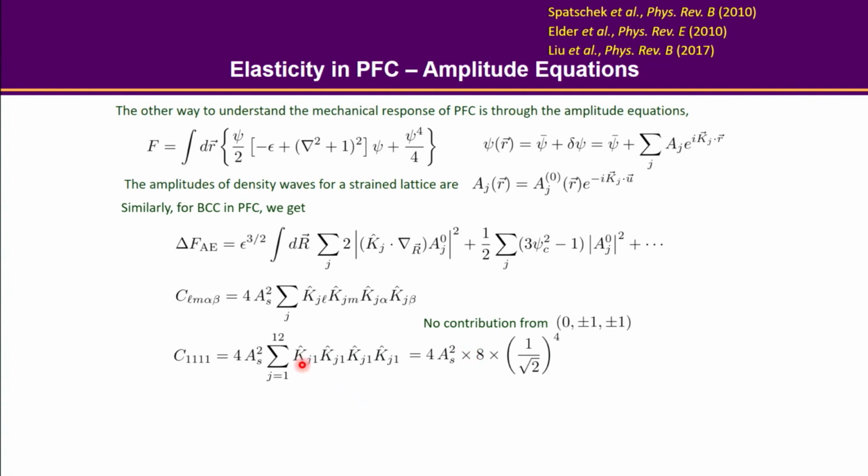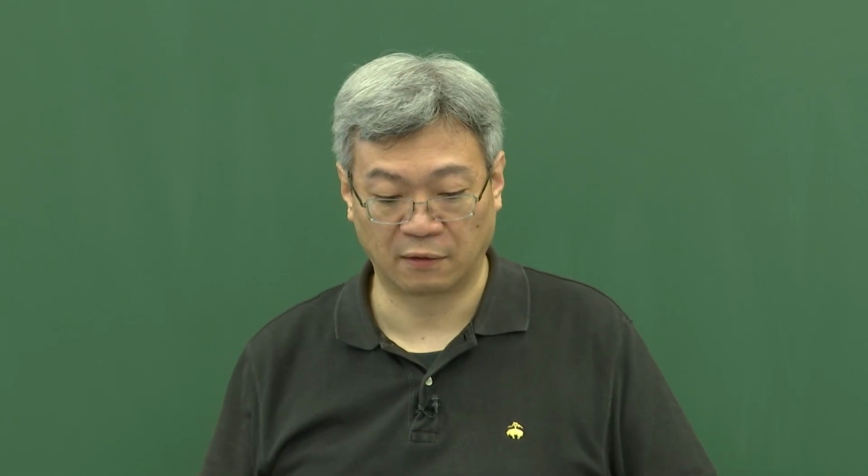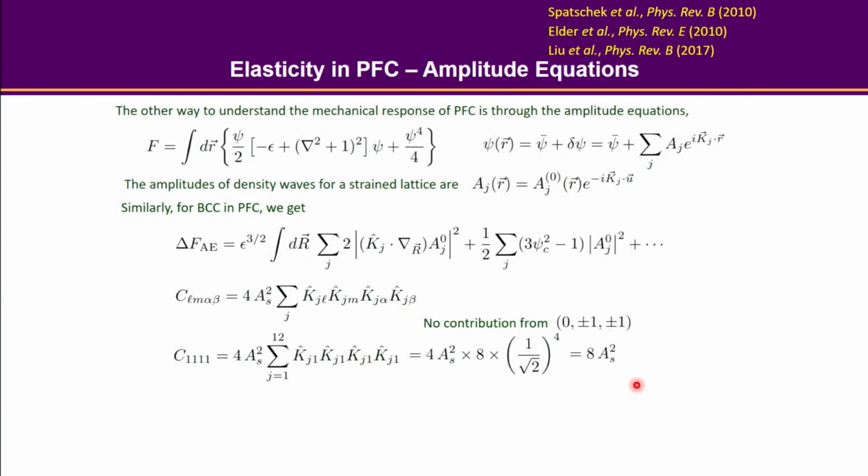But for each one, I only take the x component. So it is a unit vector of the reciprocal lattice factor. So each component is 1 over square root of 2 and 1 over square root of 2 and 0. So that to the 4th power will be 1 over square root of 2 to the 4th power. So if you work that out, it's going to give you 8A squared. So that's your C1111.